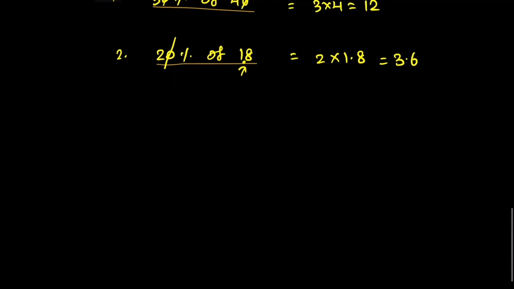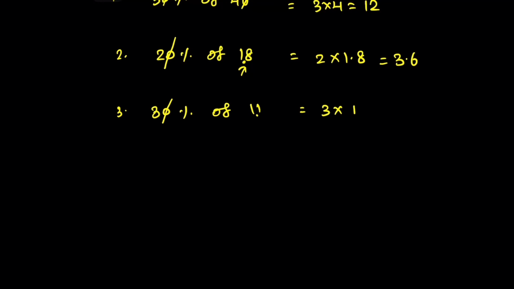Now the same way, 30 percentage of 11. So the same process, cancel this 0 and make a point here. That means 3 times 1.1, that is equal to 3.3 is the answer.